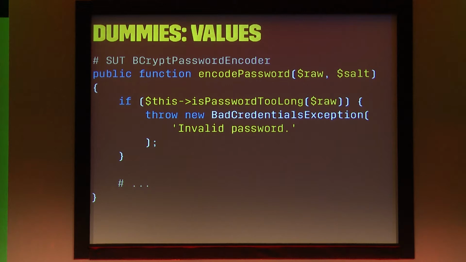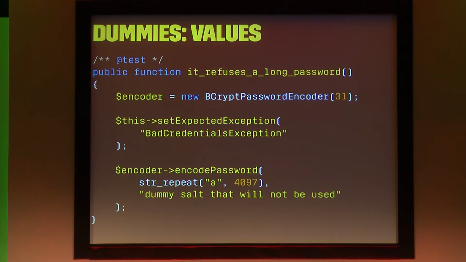So in this example, this is a bcrypt password encoder from Symfony. The first thing it does when you ask it to encode a password is it checks to see if the password is too long. If it is, it throws. Now, as you can see, there's a second argument to this, the salt. That's not going to get used if we're testing this execution path. So when we're actually testing, we can give a dummy.